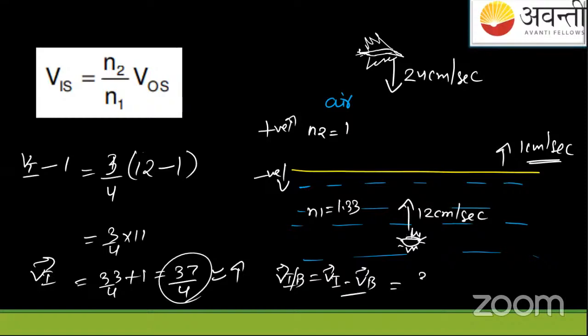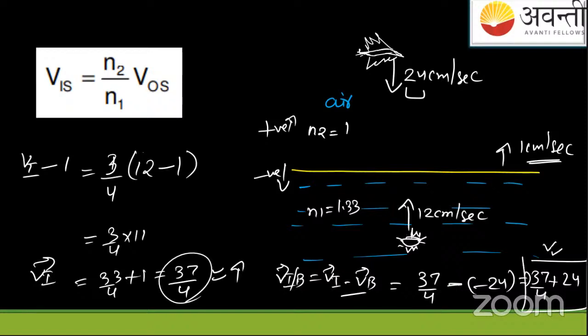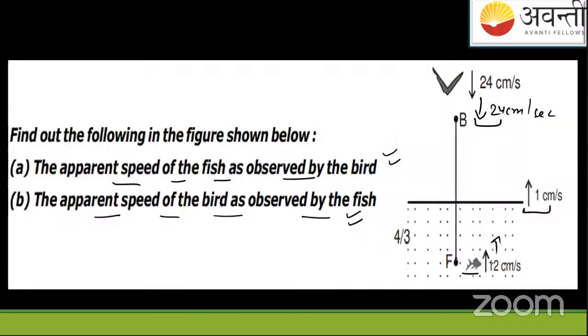So put it like this: 37 by 4 minus velocity of the bird is the actual vector velocity of the bird, which is minus 24 centimeter per second. So minus of minus will give you the answer here. That is 37 by 4 plus 24. By solving this, you'll get the real answer. So this is the solution of the first part.